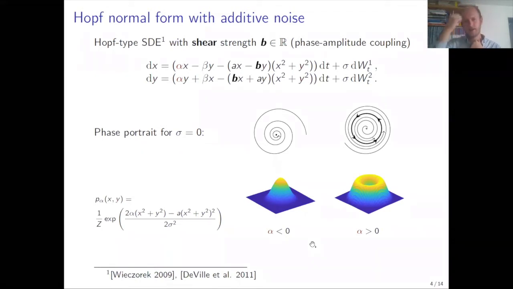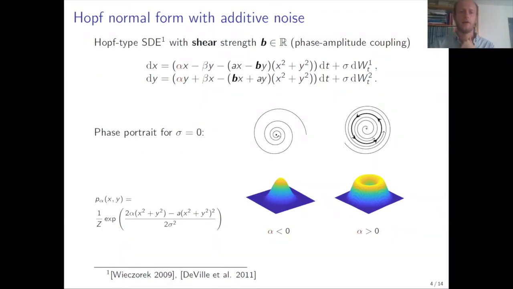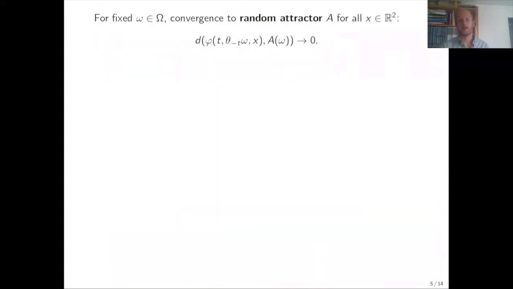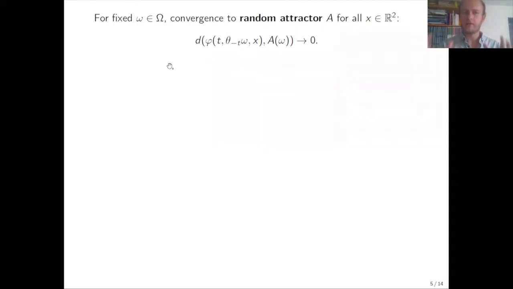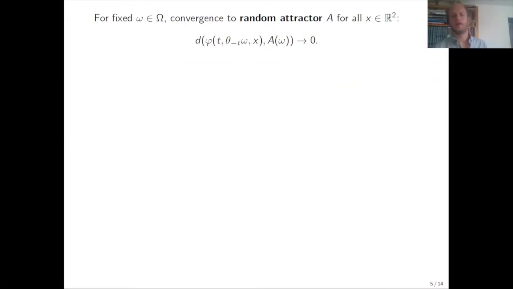So nothing really interesting happens there, but now if you look at it a little bit differently, namely from this random dynamical systems point of view, then something happens. So we introduce something we call a random attractor, which is like an attractor in the deterministic sense, but now depending on this omega, because in the random dynamical system setting, we always look at these fixed samples out of our probability space.